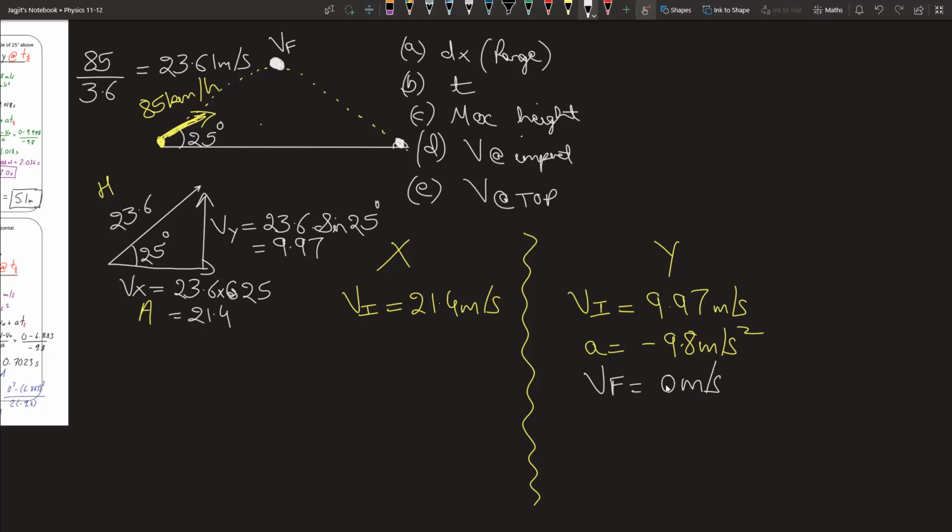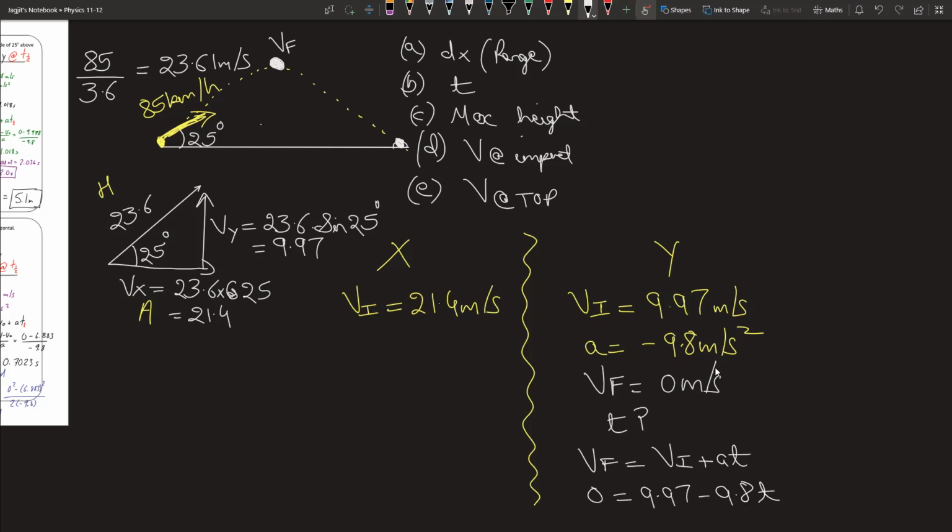Look, I have 3 pieces of information. That means I can solve now. I can find a missing piece. We're going to find time. The equation we will use, which does not involve d, is Vf is equal to Vi plus at. My Vf is 0, Vi is 9.97, a is negative 9.8, and t is what we're trying to find.